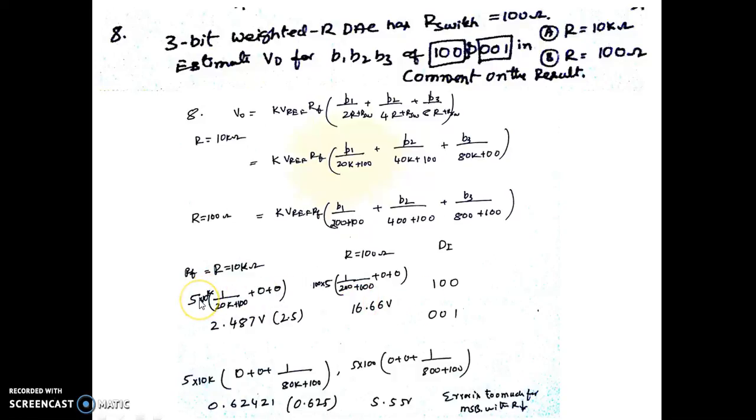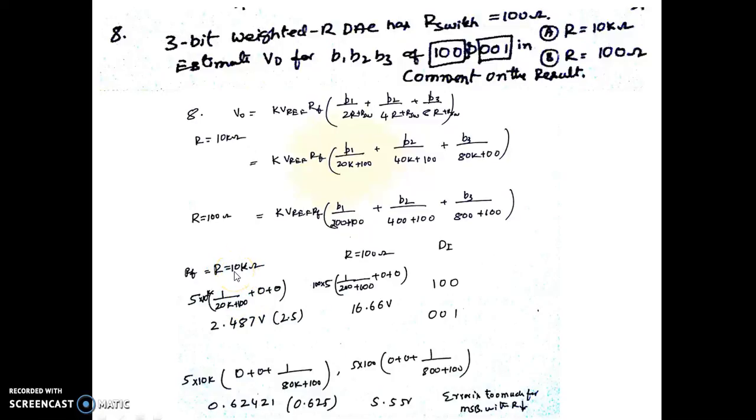This is for a combination of 100. We have 5 as the reference voltage, 10K is RF, and K is equal to 1. Since it is 100, only B1 is 1, other two are 00. Now it is 1 divided by 20K plus 100 ohms. So this happens to be 2.487 volts, whereas expected is 2.5 volts. So we can see there is not too much of a variation because the switch resistance is very small compared to the resistance R.